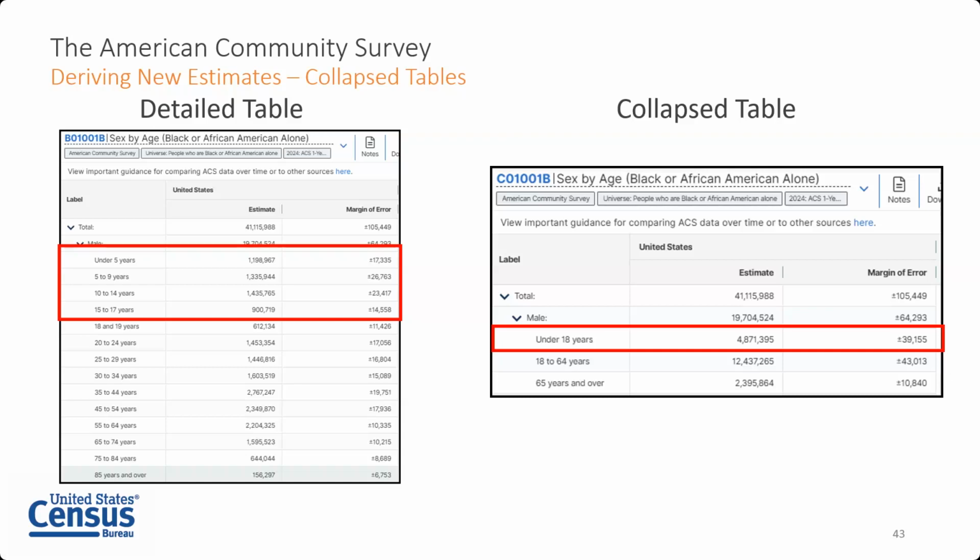So as you can see, you do not have to approximate the MOE for collapsed tables, as it is provided for you. The categories were created by subject matter experts. If the categories are not exactly what you want, they will at least allow you to combine fewer estimates together. So here we see that the age categories have been collapsed into those under 18, 18 to 64 years old, and 65 years and over.